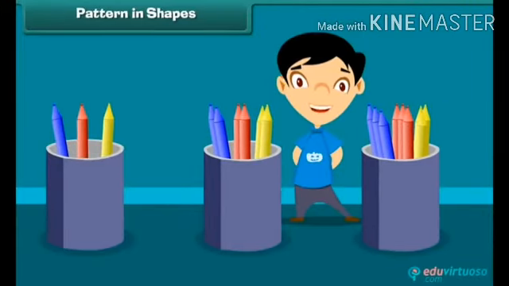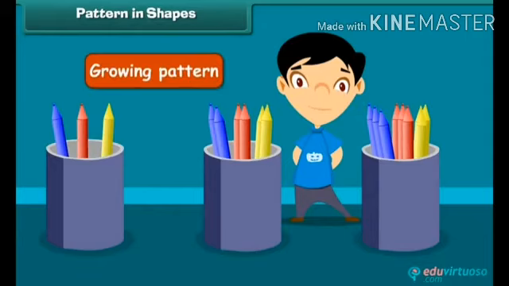Complete these patterns. 2 flowers, 4 flowers, 7 flowers, 10 flowers. 3 balloons, 5 balloons, 7 balloons, 9 balloons. If you notice, the numbers of crayons are not exactly repeating. Each color of crayon is increasing. This type of pattern is called a growing pattern.